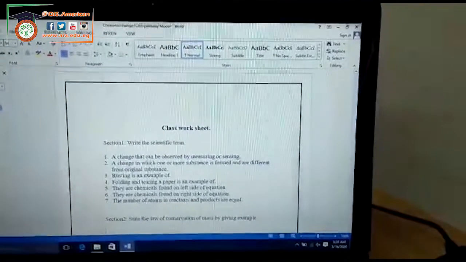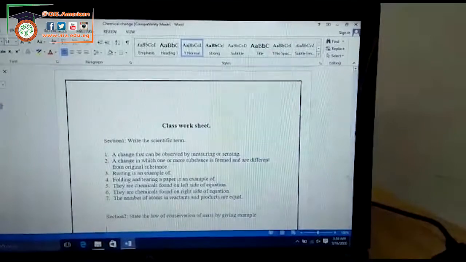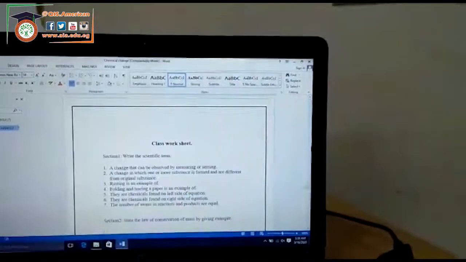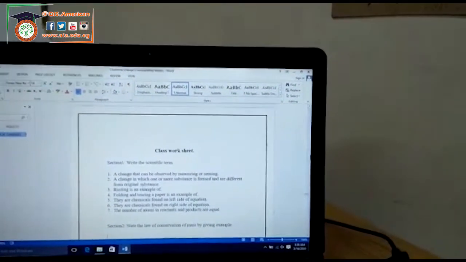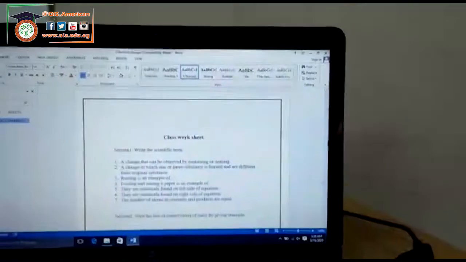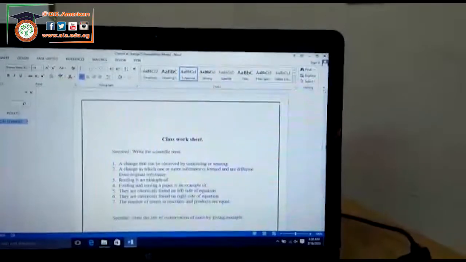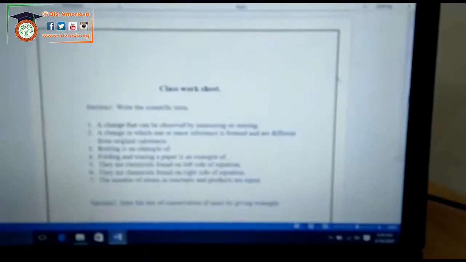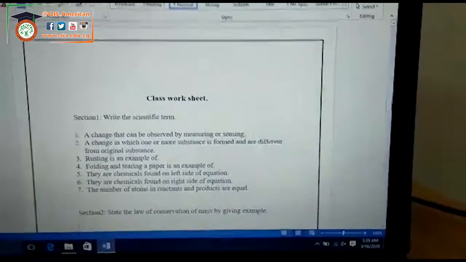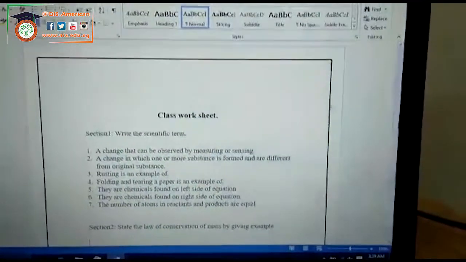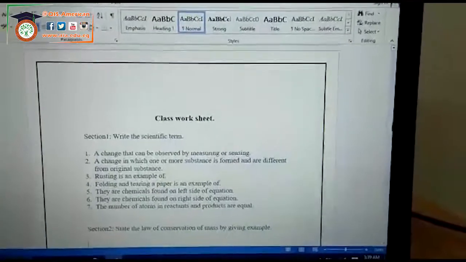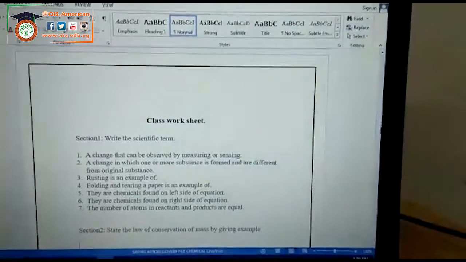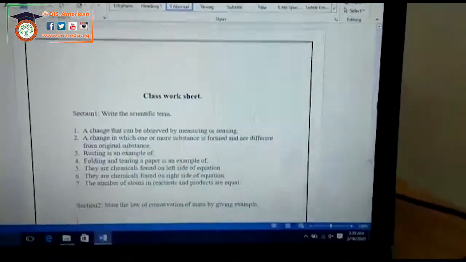Number 7, the number of atoms in reactants and products are equal. When we have an equation, we said that the number of atoms has to be equal in reactants and products. We have H2 plus O. It gives us H2O. So in the reactants here we have 2 hydrogen and 1 oxygen. Also in the water we have 2 hydrogen and 1 oxygen. So the number of atoms in reactants and products are equal. That is the law of conservation of mass.